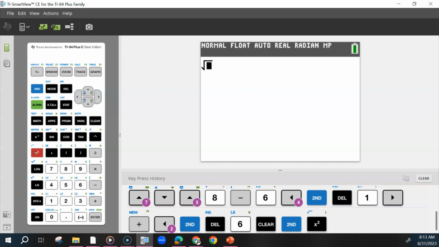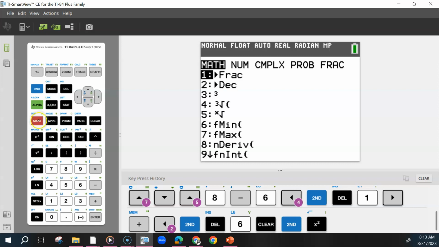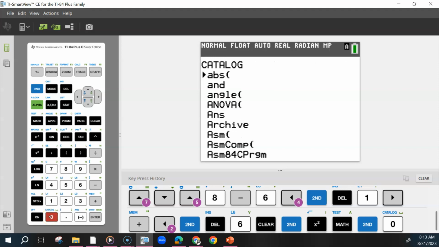If you go into math, literally the math button, that is where your cube root is. That's number 4. So math, and then number 4 for your cube root. Okay. If you ever forget where any of this stuff is, you can go into above 0, says catalog. So second catalog is a list of all the things we just said. Second 0 or second catalog.